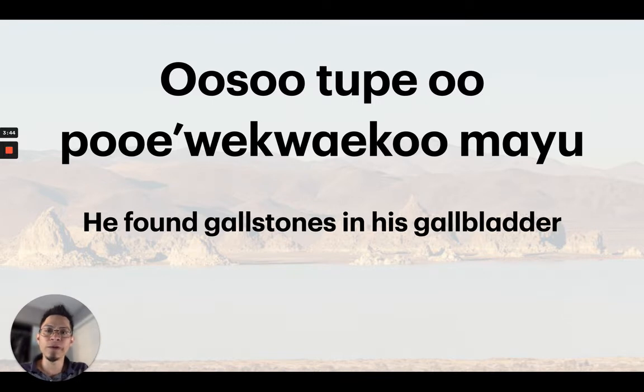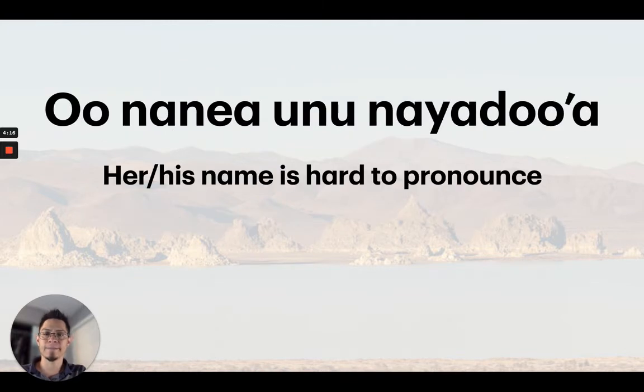Usu tepiupui wikwekumayu. He found gallstones in his gallbladder. Now, did he find gallstones in his own gallbladder or in someone else's gallbladder? It's someone else because it's pui wikweku. His gallbladder, his, someone else's. If it was his own, remember, it would be usu tepitapui wikweku. His own. But this is someone else's. Unanya nayaru. His or her name is hard to pronounce. Unanya. His or her name.